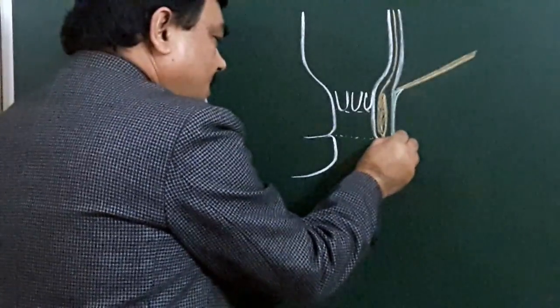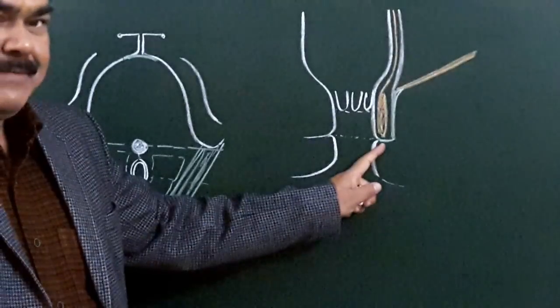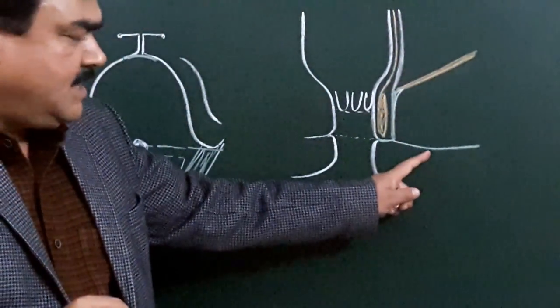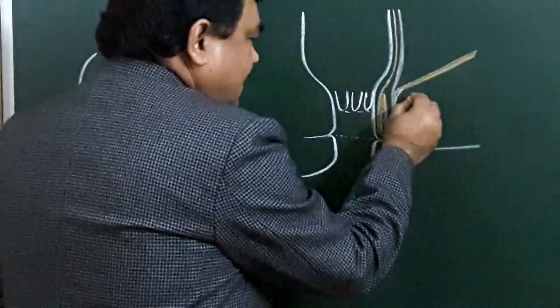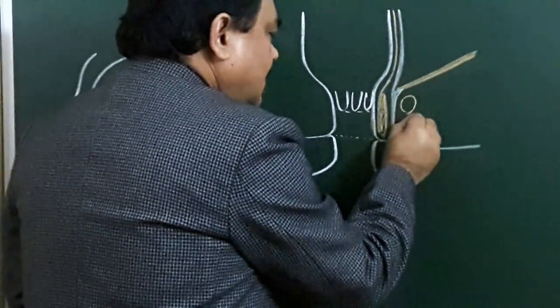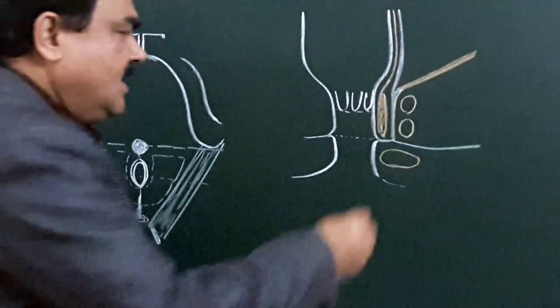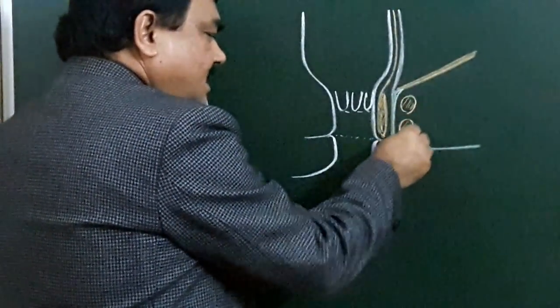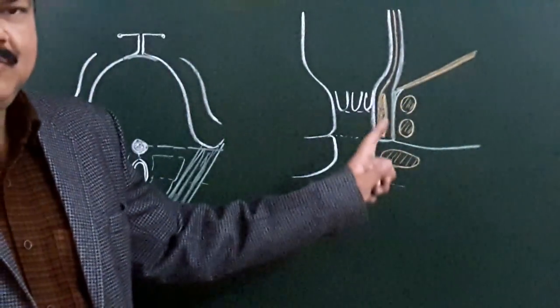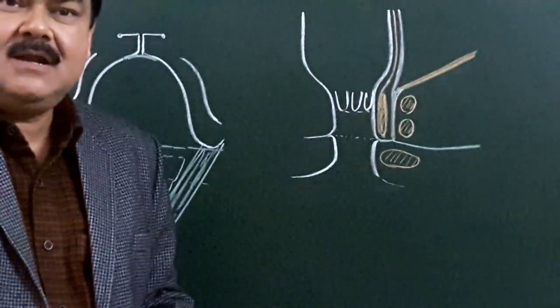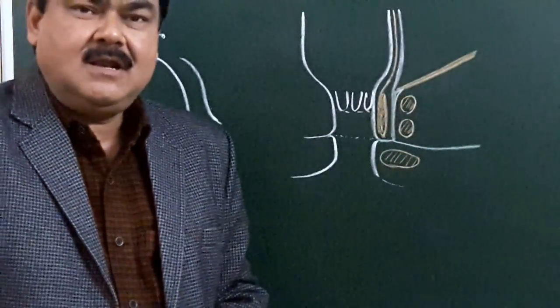From this coat, numerous septa arise. Medially, the intermuscular septum arises, and laterally, the perianal septum arises. Lateral to this, there is the external anal sphincter. According to position, this is subcutaneous, this is superficial, and this is deep. So the three parts of the external anal sphincter are deep, superficial, and subcutaneous.